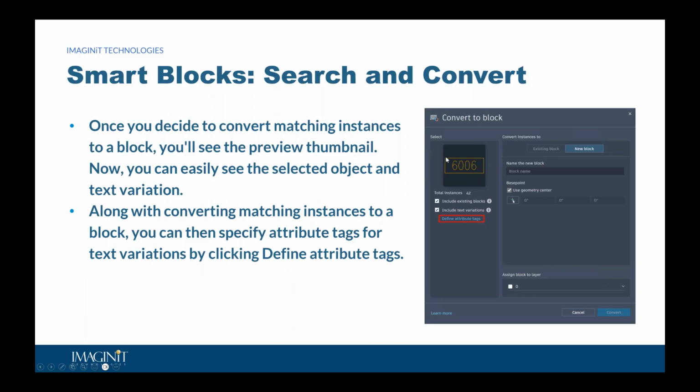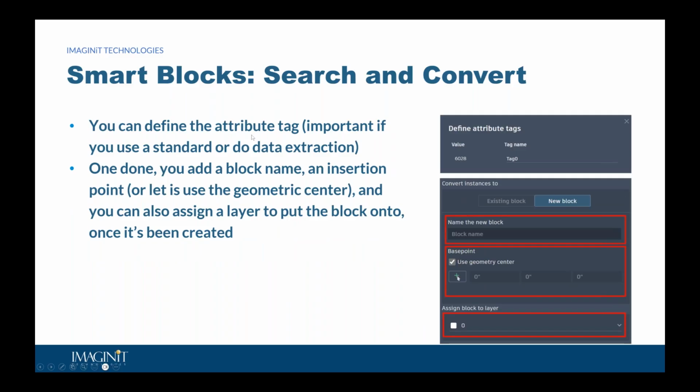Now you can easily see the selected object, and it will say include text variations, where you can define an attribute tag. So along with converting the matching instance to the block, you can specify attribute tags for these text variations by clicking Define Attribute Tags. Once you define the attribute tag, it's important if you use a standard or you do data extraction. Once done, you can add a block name, an insertion point, or let it use the geometric center. And you can also assign a layer to put that block onto once it's been created.